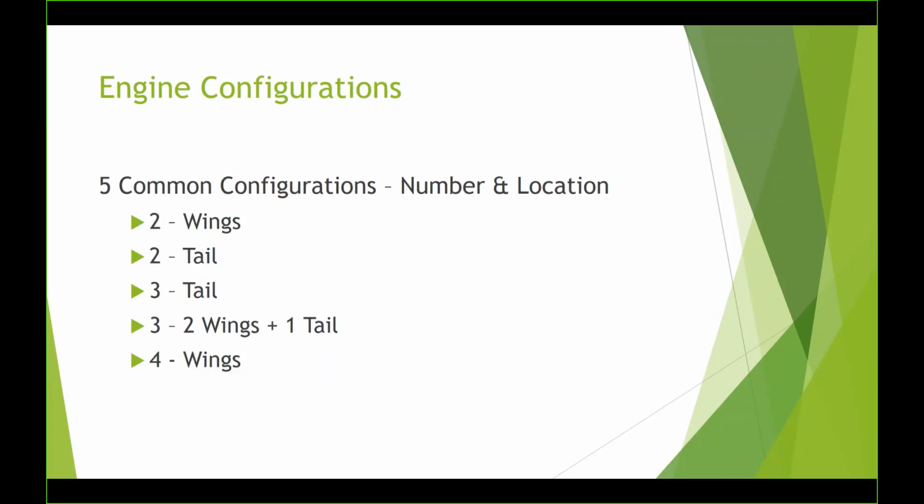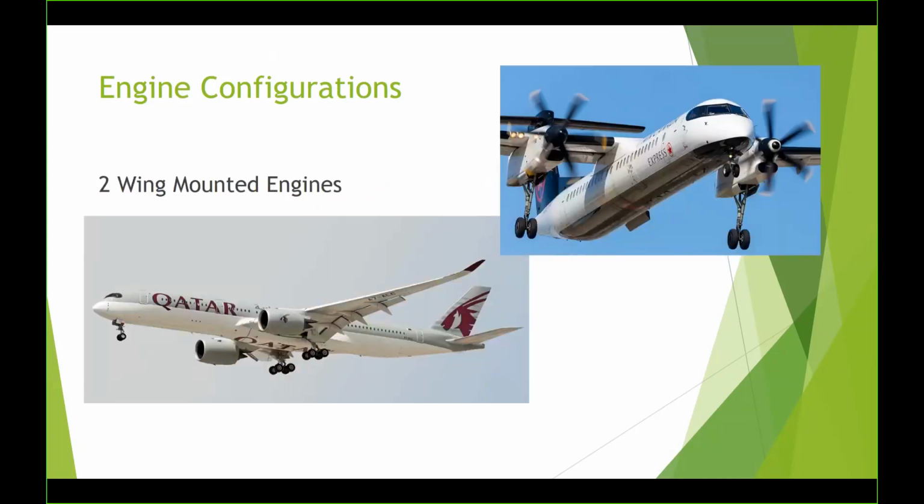So the first, probably the most common, is 2 wing mounted engines. And here you've got an example of a turbofan aircraft. The Qatar Airways airplane here has 2 turbofan engines mounted on the wings. I believe that's a 767, although I can't remember for sure. And then on the top right, we've got twin turboprop engines mounted on the wings. And that's a Q400-8 that was brought up earlier. That's a 50-passenger turboprop.